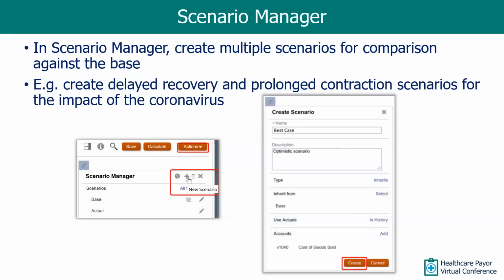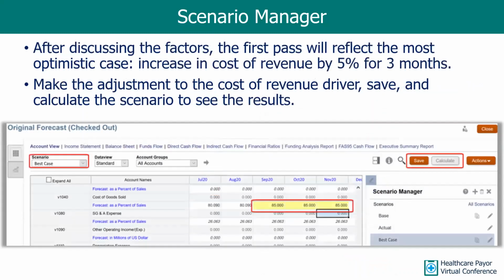You can also create, this is where that core group of users that's working with these different models and scenarios can create different models very easily. So this is where they can create delayed recovery. I can create prolonged contraction and create those different models. I can choose the accounts that we want to include as part of that model. You can have it be tied to or inherit from the base model, or you can have it be a standalone model.